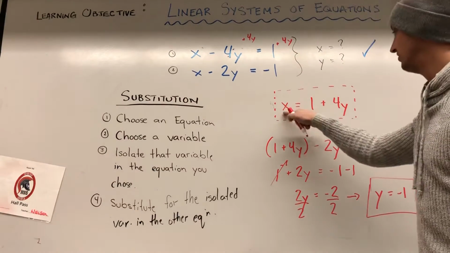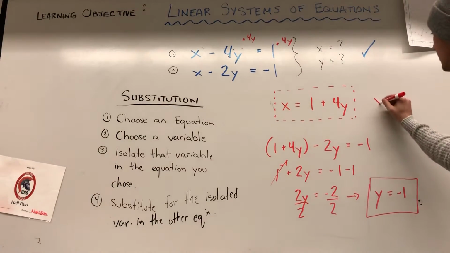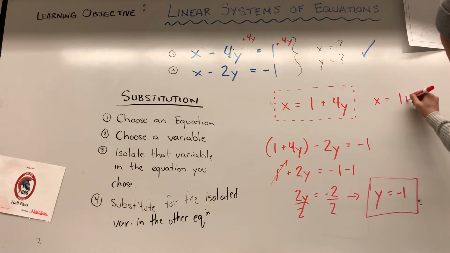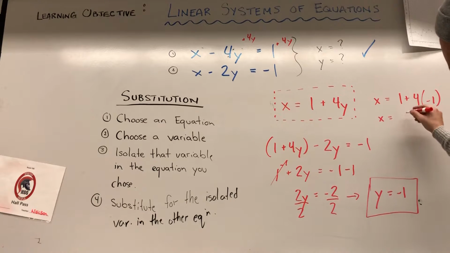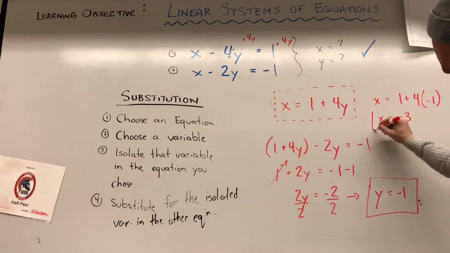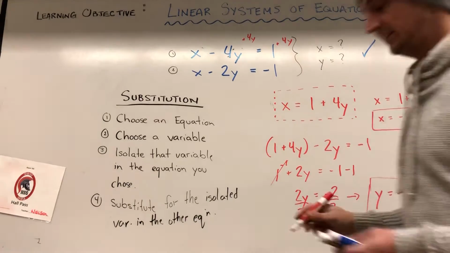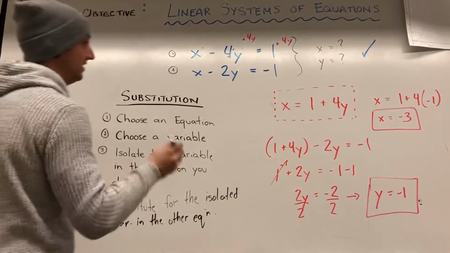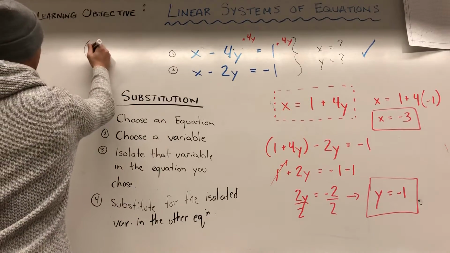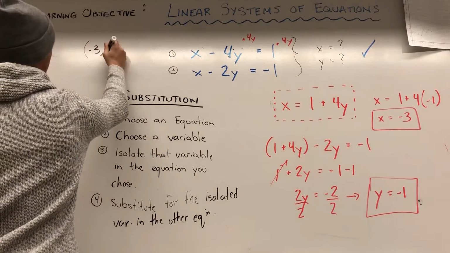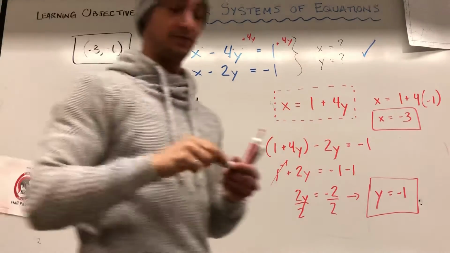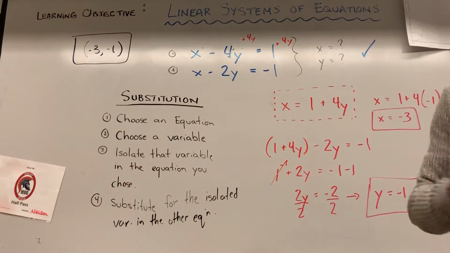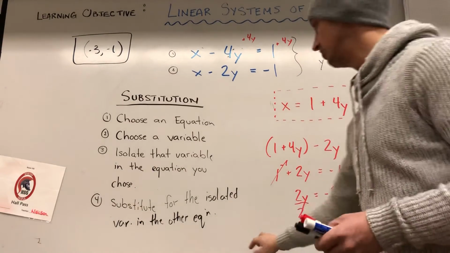Now to get x, I just use the equation here. So x is equal to 1 plus 4y, and y is negative 1. So x is equal to 1 plus negative 4, negative 3. So the solution to this system of linear equations, where they both intersect, is at negative 3, negative 1. Okay? That is substitution. Let's do another couple examples, shall we?